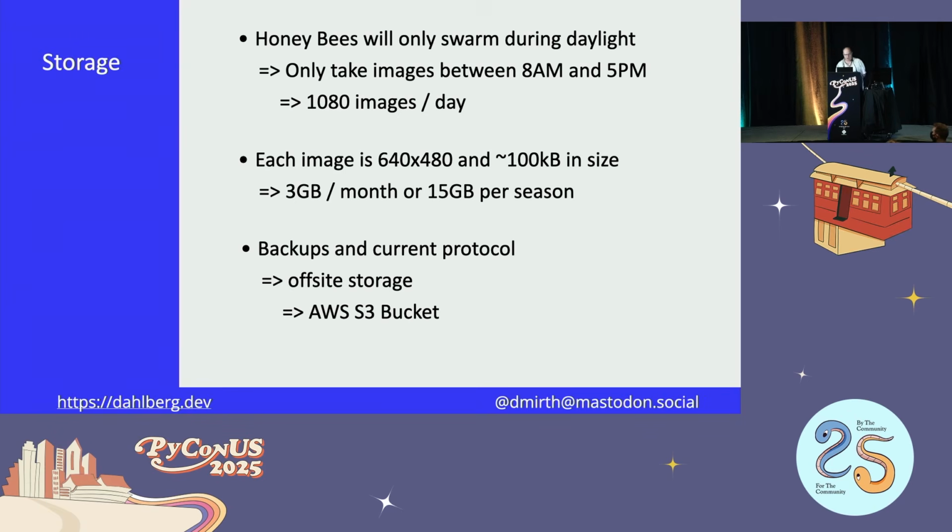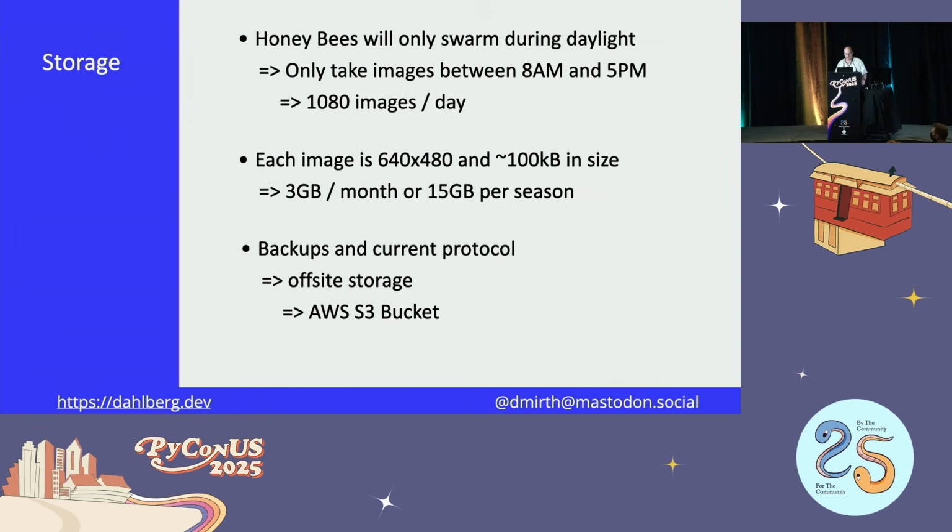I configured the PyCamera 2 module to obtain a 640 by 480 image, which results in an image about 100 kilobytes in size. This means that I'm collecting about 100 megabytes of data per day, or about 3 gigabytes per month. Bees will almost exclusively swarm between the months of May and September, which means I'll have about 15 gigabytes of photos per swarm season. This easily fits on a micro SD card used by the Raspberry Pi, so off-site storage is not technically necessary.